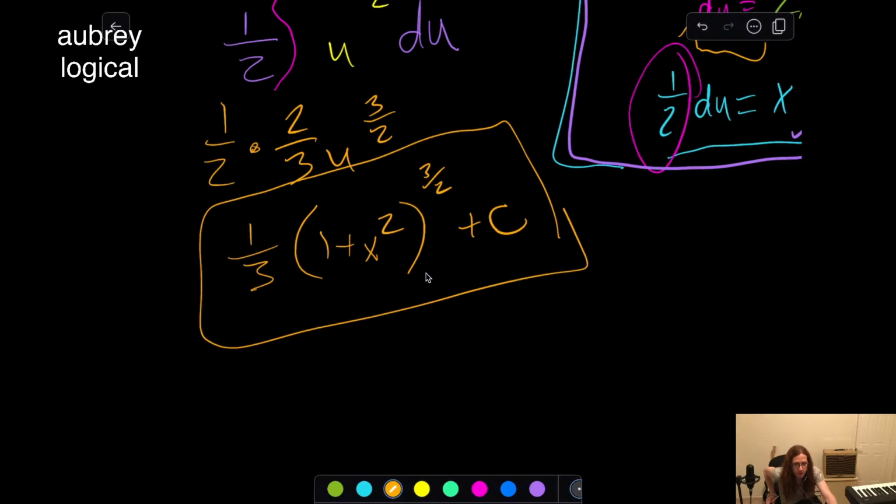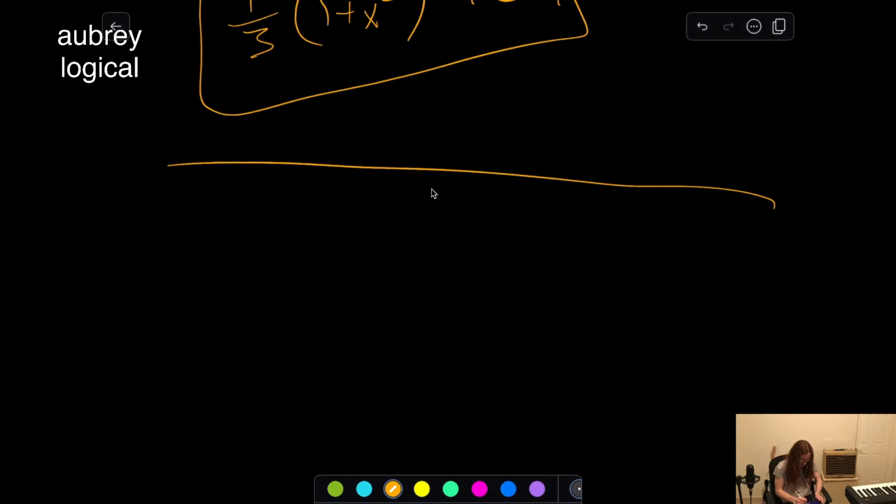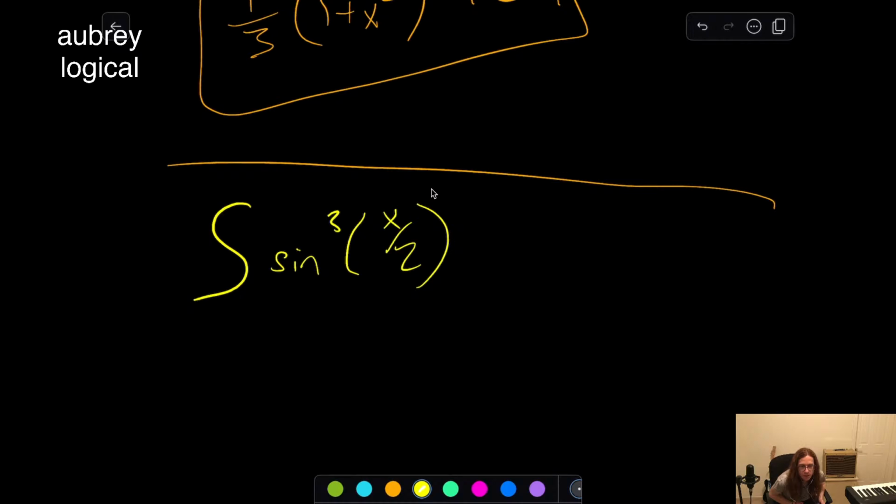Now I want to try to do whatever problem Jonathan just suggested. Oh my gosh. I'm going to take that as the integral of sine cubed of x over 2 times cosine to the 7th of x over 2 dx.